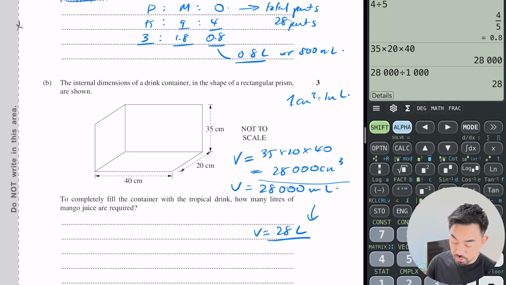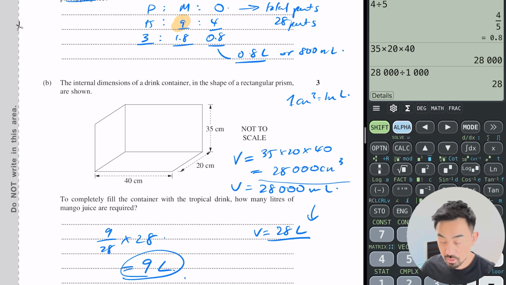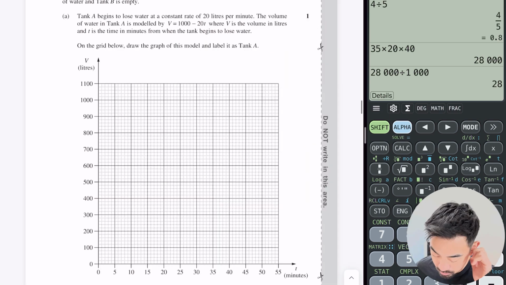All right, so to completely fill the container with tropical drink, how many liters of mango juice are required? Well, mango is 9 out of 28 parts, as we found up here. So it's going to be 9 over 28 times 28 liters. Well, that's just 9 liters, isn't it? All right, done.